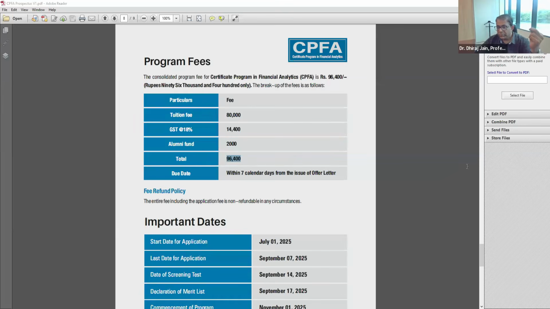Debam Chattopadhyay asks: is there any entrance test? Yes, Debam, there's a screening test. You can download the brochure. The topics on which the screening test will be conducted are also on the website, so you can check that in the brochure.